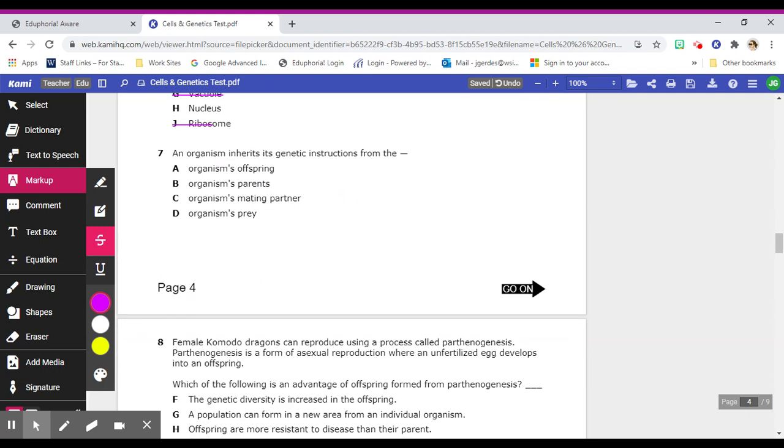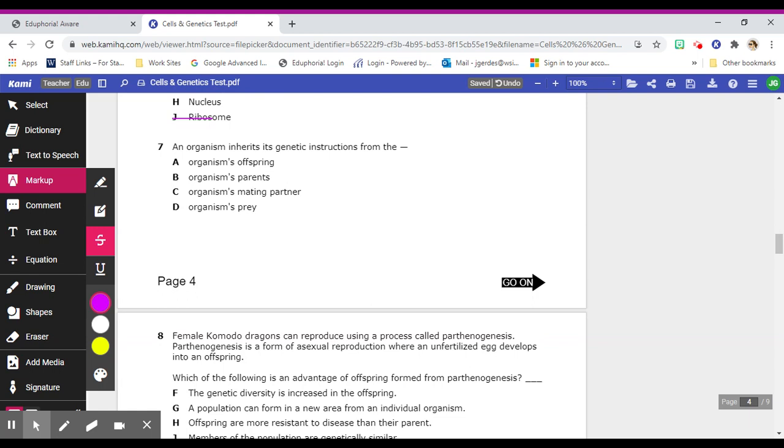Okay, number 7, an organism inherits its genetic instruction from the organism's offspring. Okay, that doesn't make sense. An organism cannot receive its genetic information from its babies, the organism's parents, the organism's mating partner, and the organism's prey. So you should have definitely crossed out the prey. We didn't talk about that at all this unit. The partner, that would only apply to the offspring. So 7 should be B.